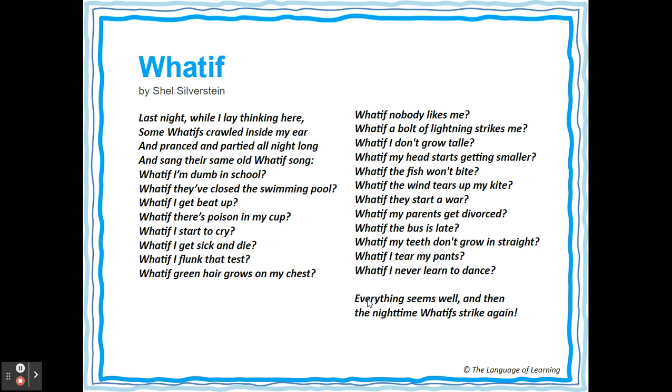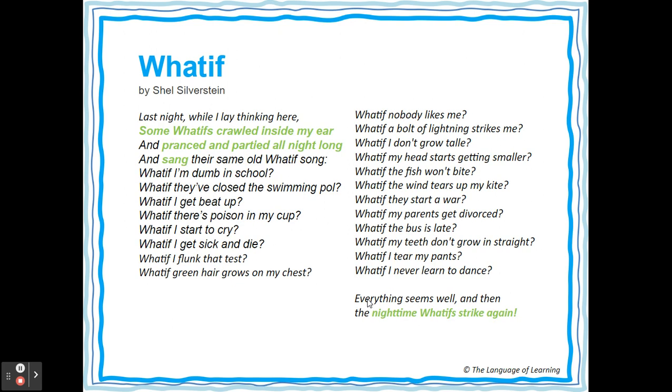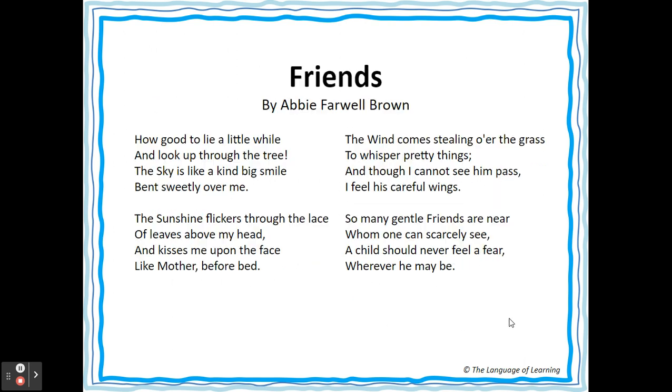All right, go ahead and pause and read this. And here's some examples of some personification. So they crawled, they pranced, they partied, they sang, they strike again. Again, these are examples of human-like qualities given to non-human things. Here's a poem called Friends. Go ahead and pause and read this.